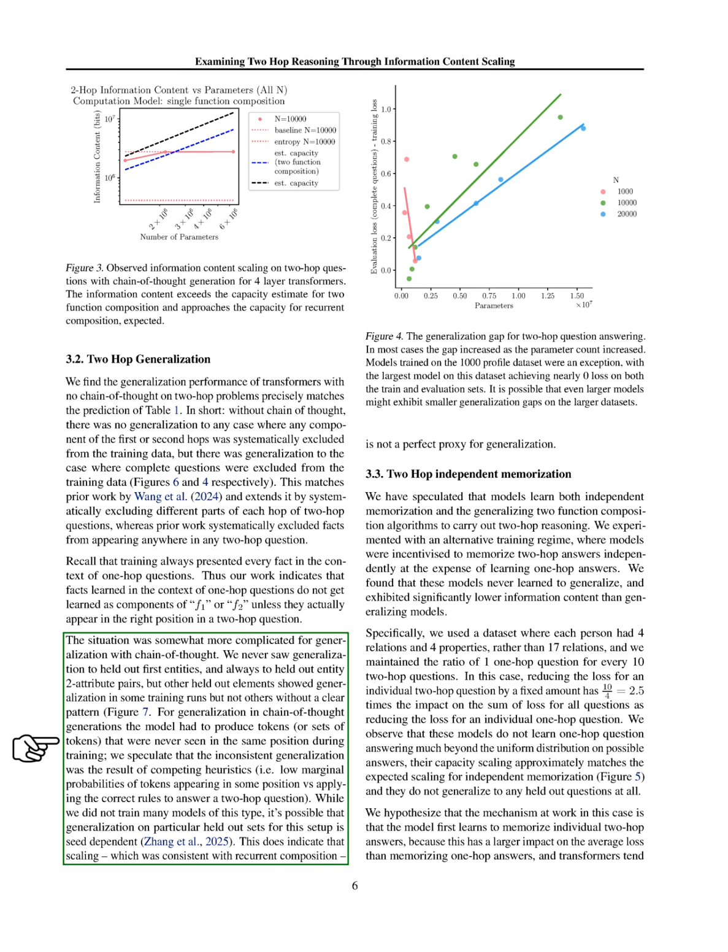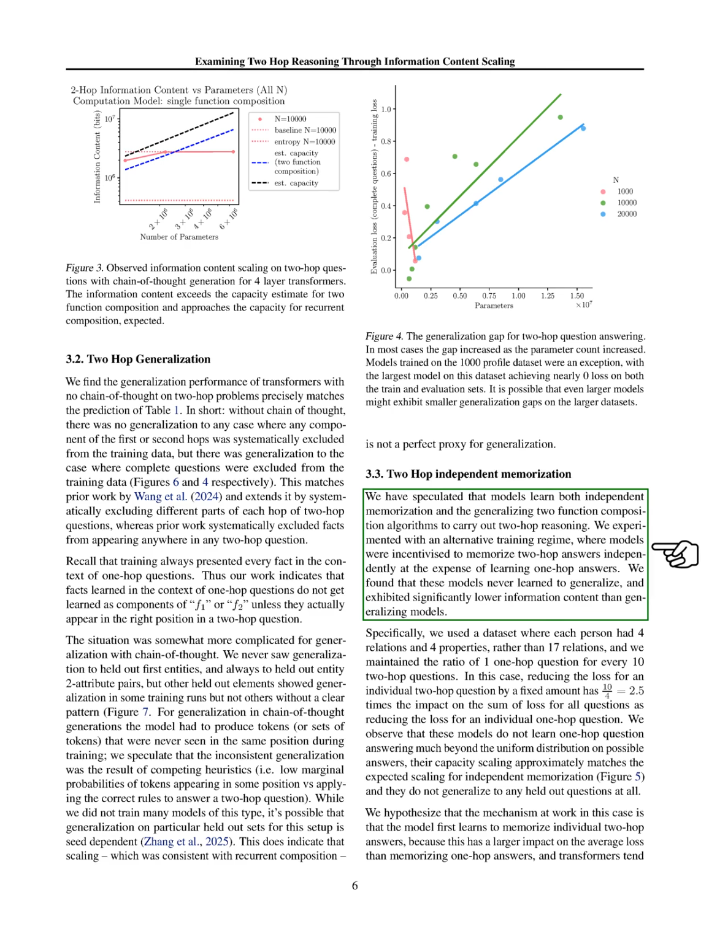Although we did not train many models in this setup, it seems that generalization may depend on the specific training seed. This suggests that scaling, which aligns with recurrent composition, does not perfectly predict generalization. We also speculate that models learn both independent memorization and generalizing algorithms for two-hop reasoning. In our experiments, we trained models to memorize two-hop answers independently, sacrificing one-hop learning. These models failed to generalize and showed lower information content compared to those that could generalize.